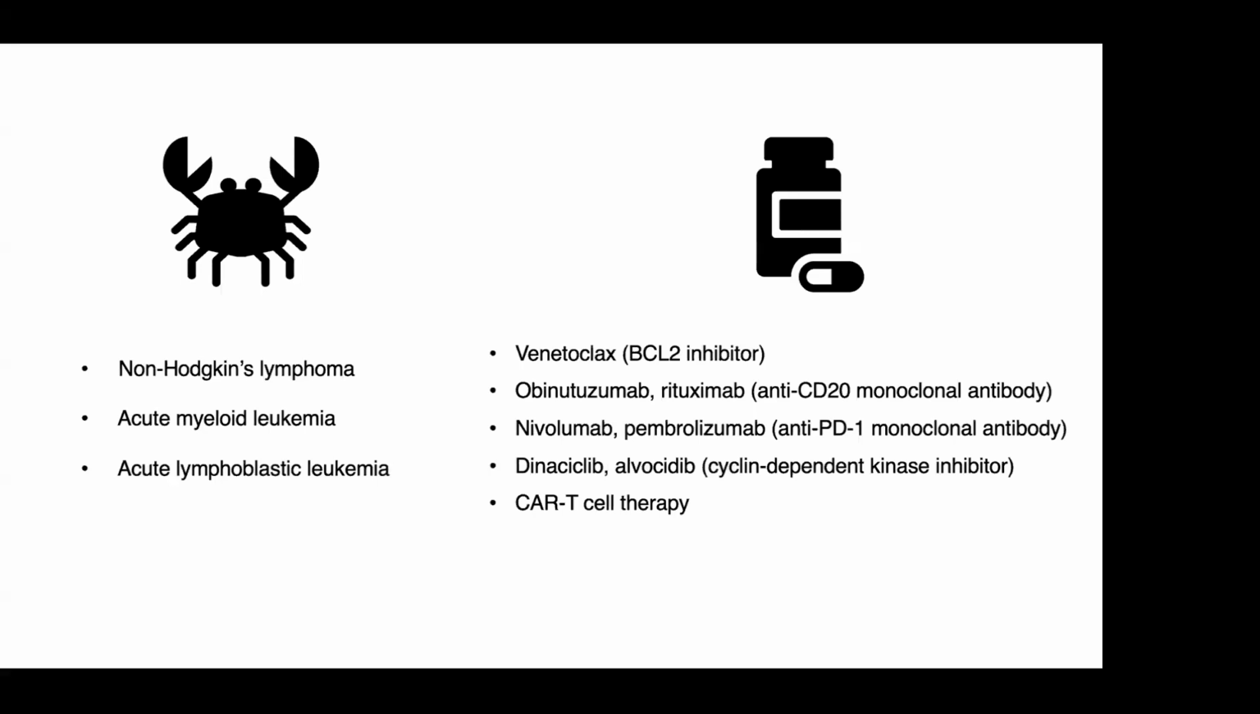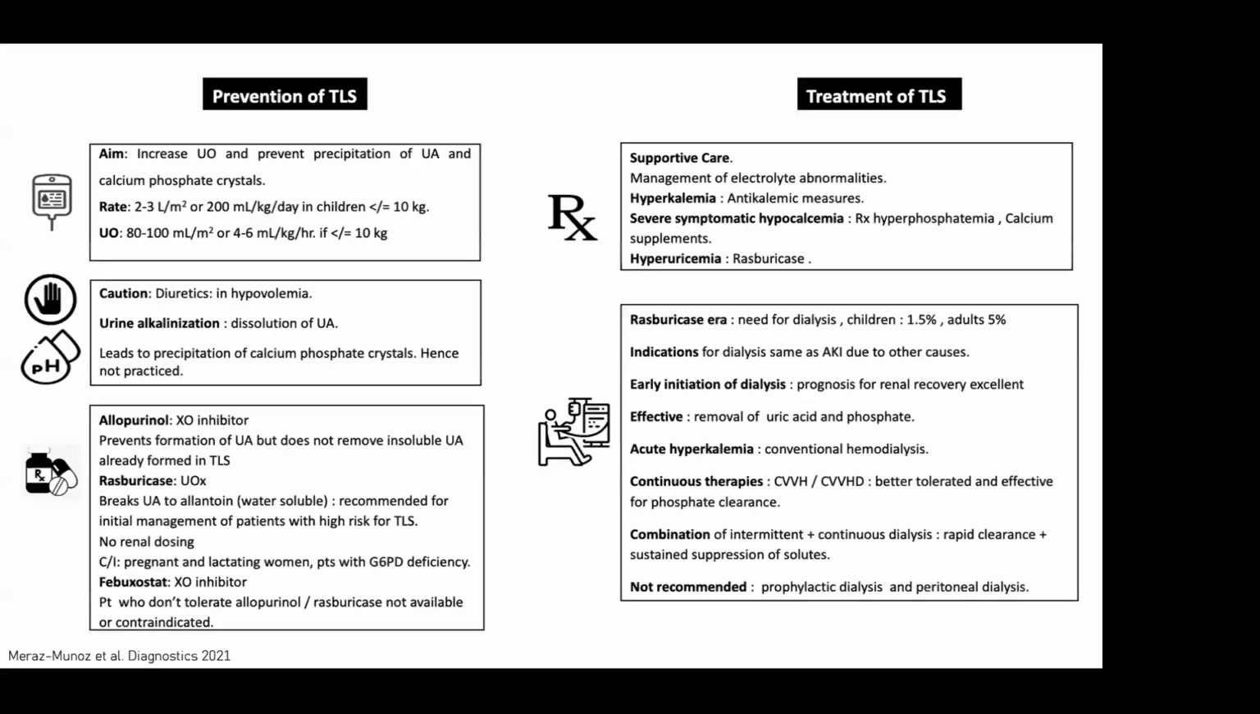And this is just a nutshell about the prevention of tumor lysis and its treatment. Most important thing is hydration. Pre-treatment with allopurinol used to be the standard of care. Now, in certain cancers like childhood acute lymphoblastic leukemia, pre-treatment with rasburicase is utilized. And if you really look at the data from the pre-rasburicase era versus the post-rasburicase era, the requirement of dialysis in these patients has significantly come down.